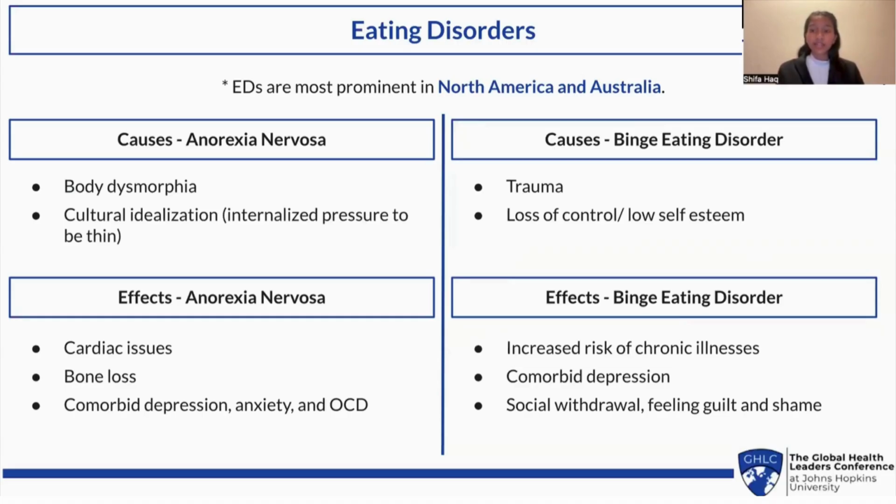On the flip side, we can see binge eating disorder can contribute to overnutrition. Binge eating disorder is characterized by overeating in short intervals or episodes, and it can be a result of trauma or loss of control or low self-esteem. The effects of this are similar to anorexia nervosa, including an increased risk of chronic illness, comorbid depression, and social withdrawal, feeling guilt and shame.